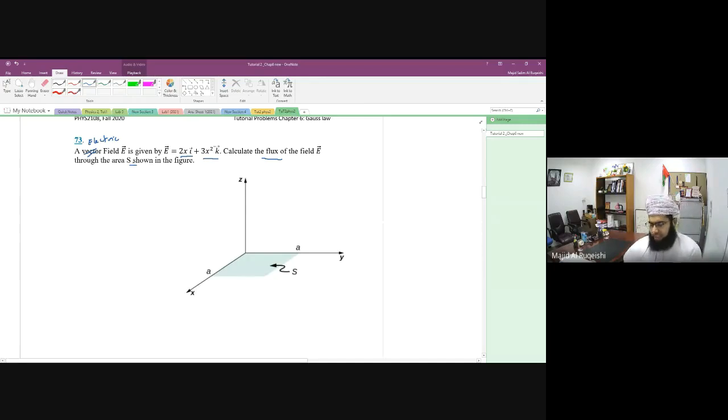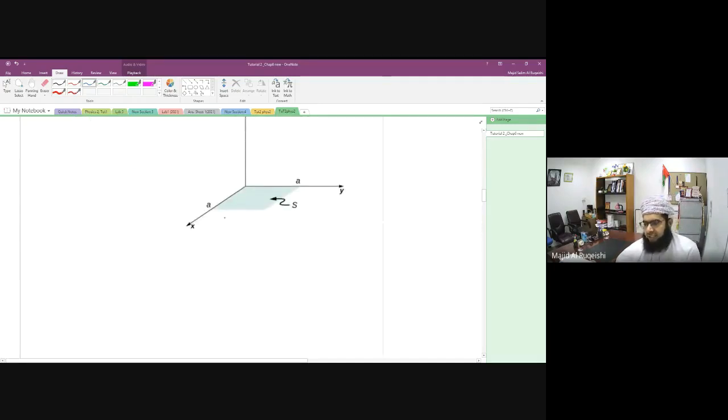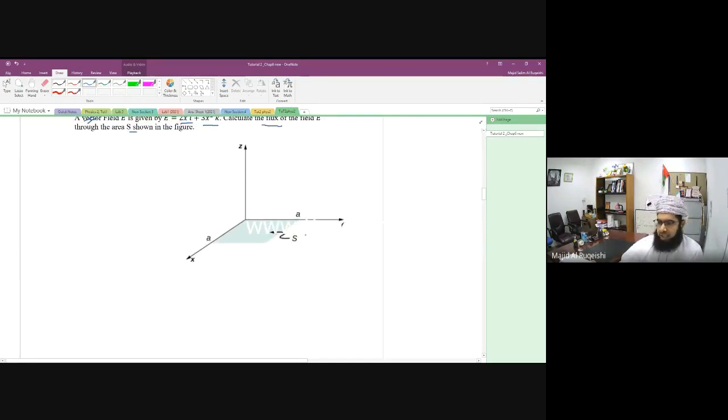Where is the area S? It's in the figure. You can see the figure here. We see that this is not a circle. Now it is like a square, because the length is A. Let's say this is 0, and this is A also, the width. So the length is equal to the width. All of this green shaded area is called S.